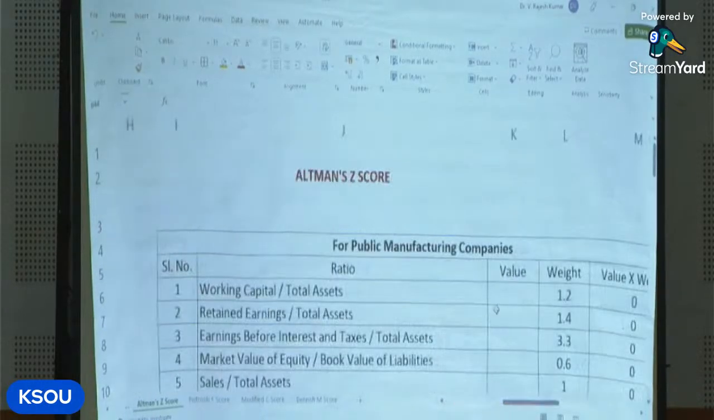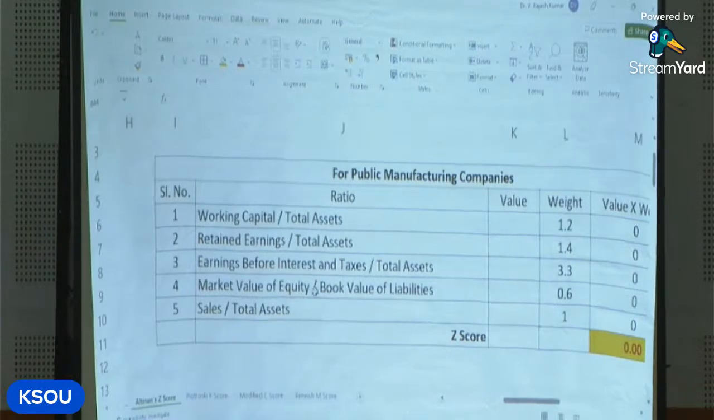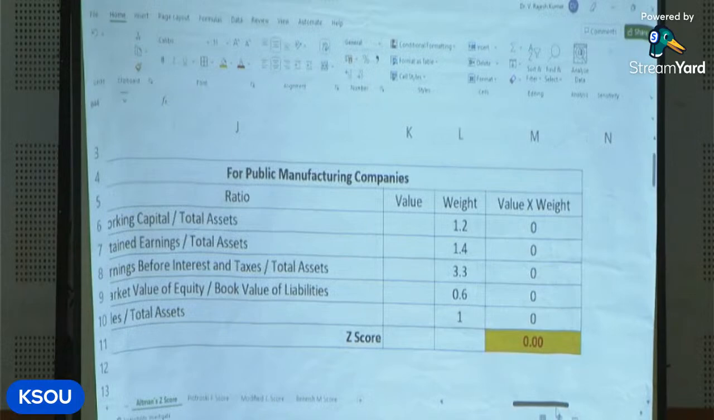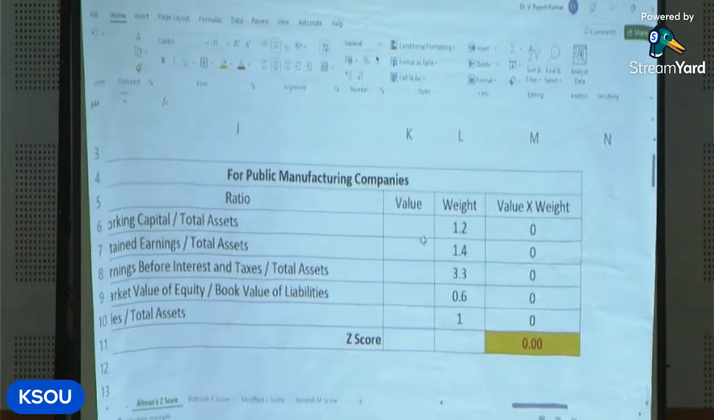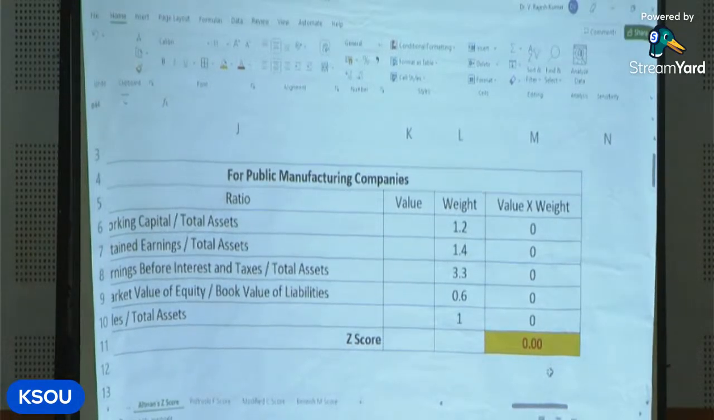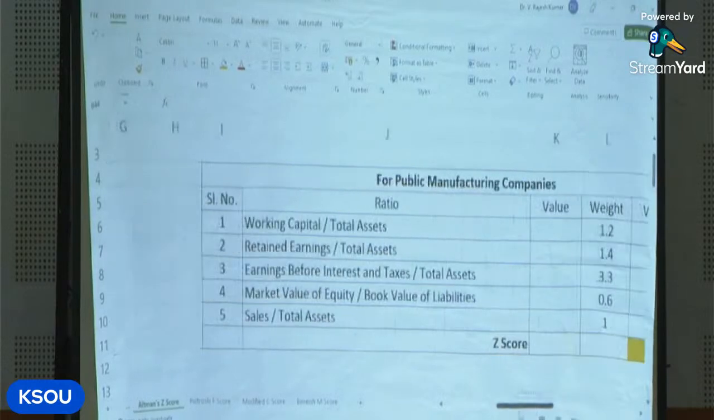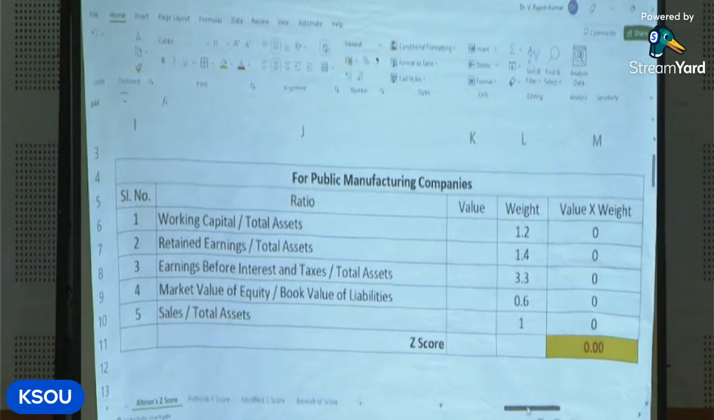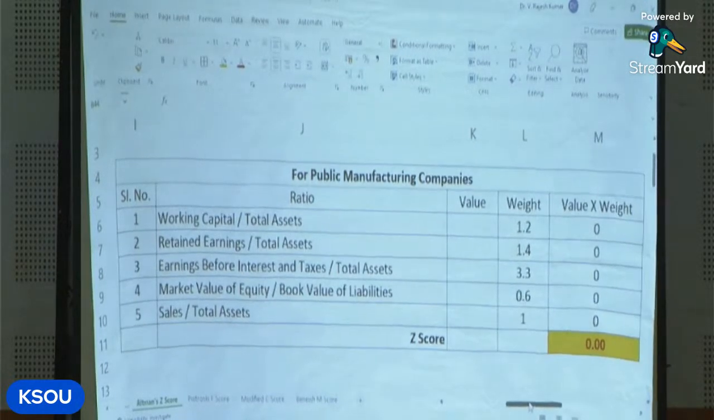And if I calculate the ratio, some ratio is given. What are these ratios? Let's see. Multiply with the weight, I get a score called z-score. So it is a weighted average: value into weight. Now, how to calculate? This is standard. How did we get the weights? As I said, through econometric modeling. How to do this modeling?